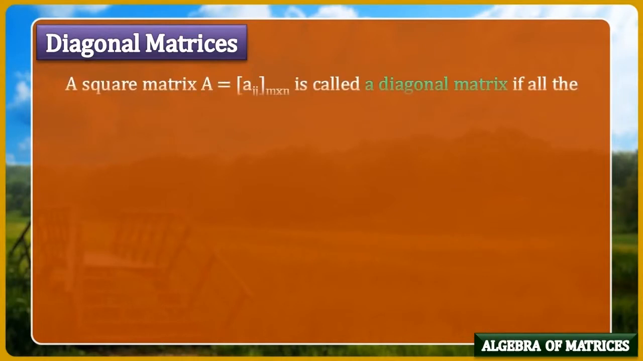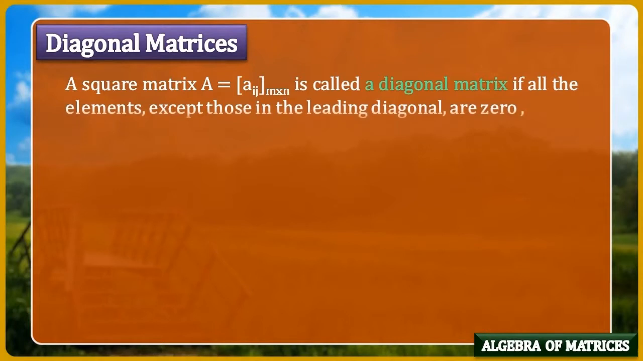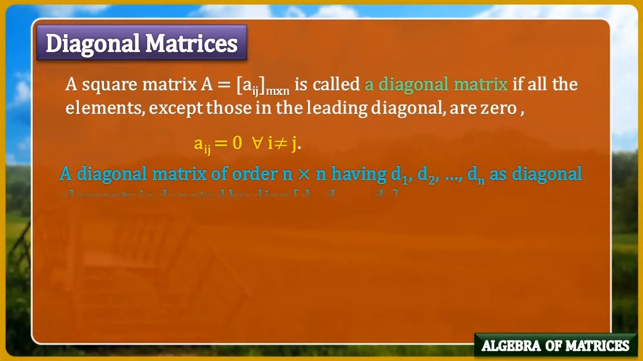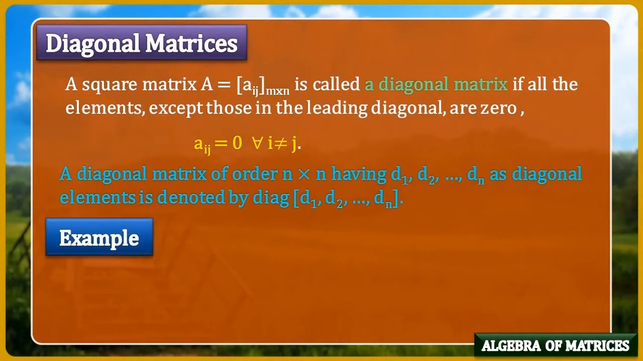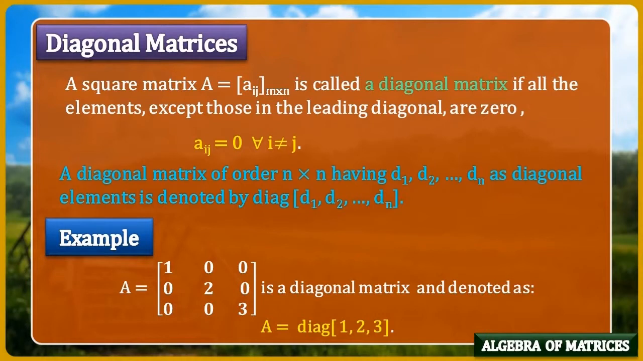Next type of matrix is a diagonal matrix. A square matrix A is equal to matrix Aij of order n by n is called a diagonal matrix if all the elements except those in the leading diagonal are 0. That is, Aij is equal to 0 for all i not equal to j. A diagonal matrix of order n by n having d1, d2, up to dn as diagonal elements is denoted by diagonal matrix having elements d1, d2 up to dn. For example, this is a diagonal matrix and denoted as A is equal to diagonal matrix having elements 1, 2, 3.